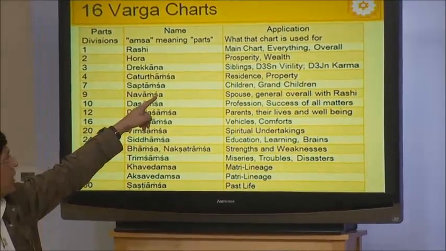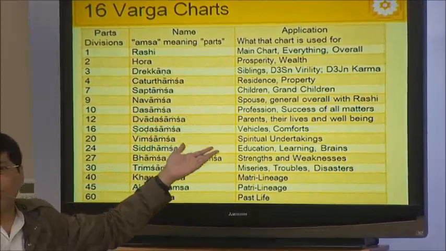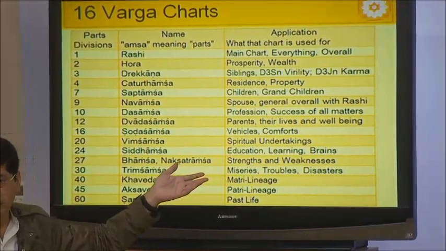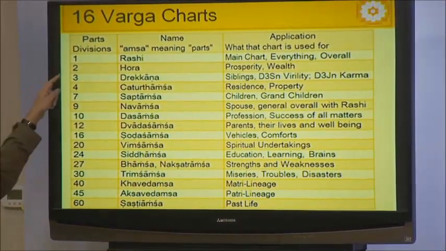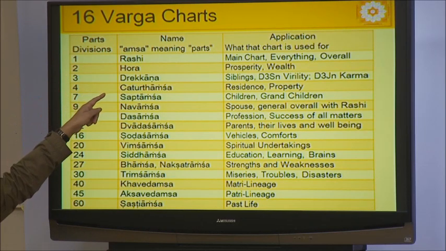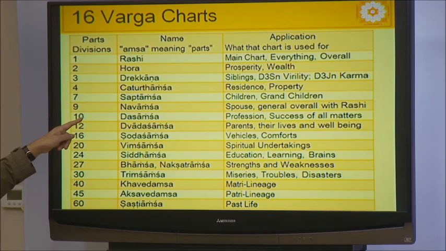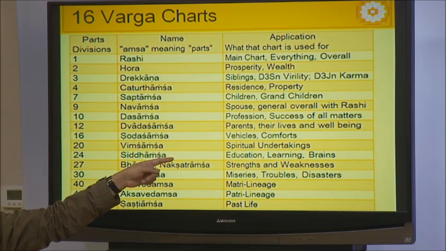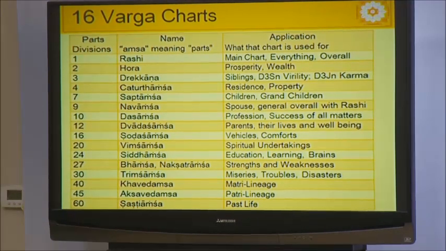So this is the main chart, and it is for everything. It's an overall study of the chart. This is what you already know, the D1 chart. The D2 chart is called Hora. It is for prosperity and wealth. So if you don't know this chart, you really don't know whether you're going to have money or not, and what's giving you money, and what you need to do to have money.